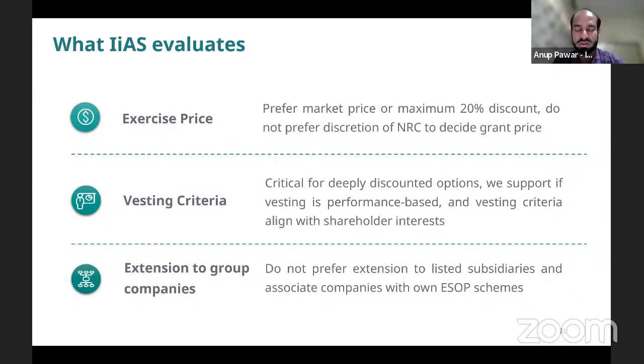They think that ESOPs need to be very, very performance based. I'll explain what this means: at the beginning of the year, a company will say, okay, we will give you a maximum of 100 ESOPs, but you need to achieve certain milestones in terms of some key performance metrics to be able to vest those ESOPs, to be able for those ESOPs to be finally granted to you. So investors want to see actual vesting criteria for deeply discounted ESOPs. They want it to be very, very specific.